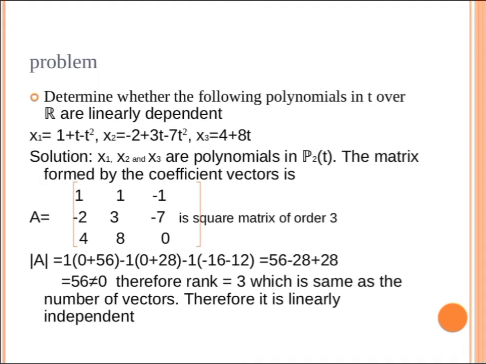Okay, and here this is a square matrix of order 3. So we just found the determinant of that particular matrix, and then we found that this is not equal to 0, so the rank is 3, which is the same as the number of vectors. So therefore we can say this is linearly independent.